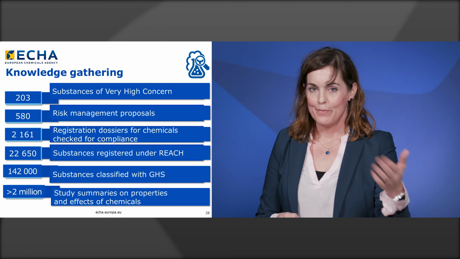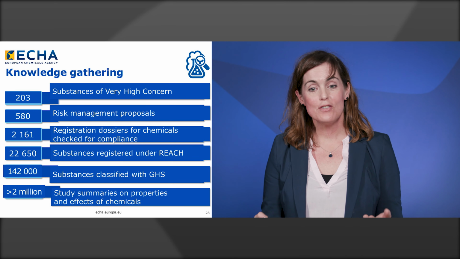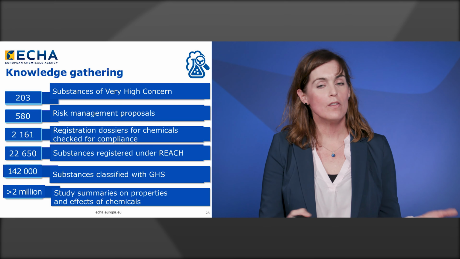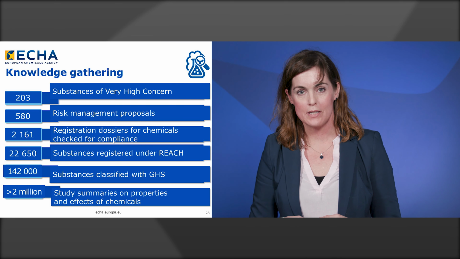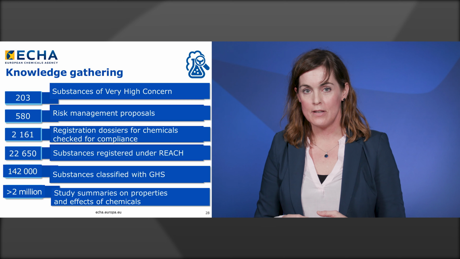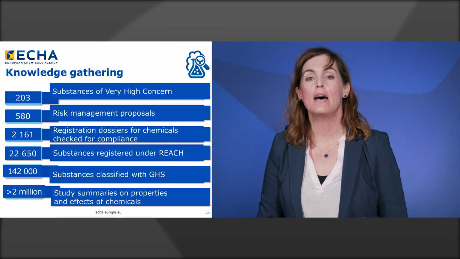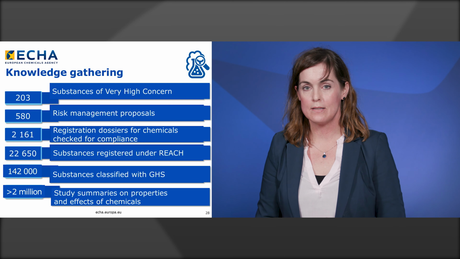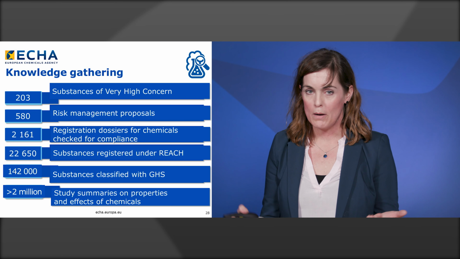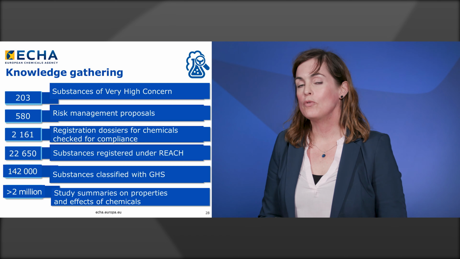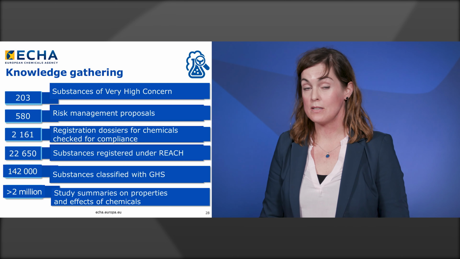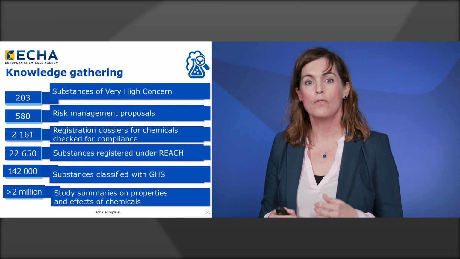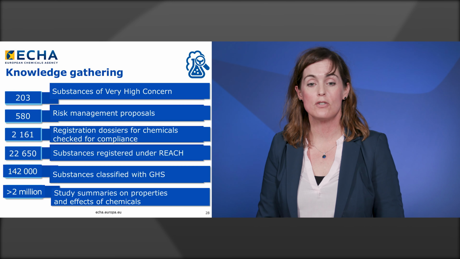Now, the more interesting part is, of course, I mentioned this basic data set. What information has this regulation brought us? Well, we are certainly in a bit better days now compared to before REACH. We have over 2 million robust study summaries, which are all publicly available. We have been able to identify over 200 substances of very high concern, which is for us the starting point, of course, for example, for certain risk management measures.